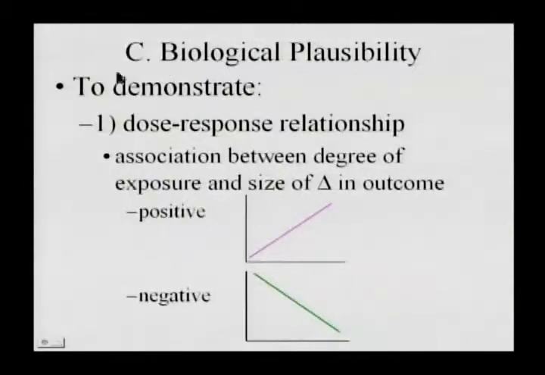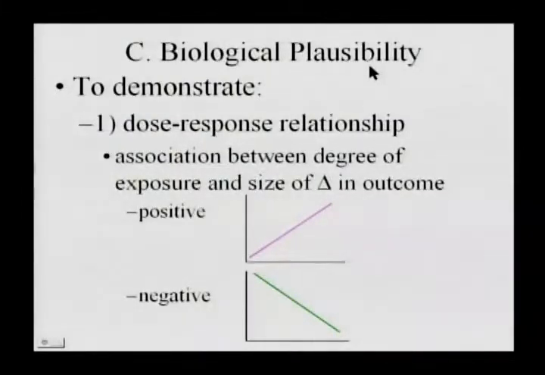Again, under biological plausibility, it's a good idea to demonstrate a dose-response relationship. In other words, the association between the degree of exposure and the size of the change in the outcome, the effect size, are very important. Biological systems should demonstrate dose-response relationships. Not all will necessarily, but we would expect it in nearly every case. So simply because it doesn't would not prevent us from establishing a biological plausibility.